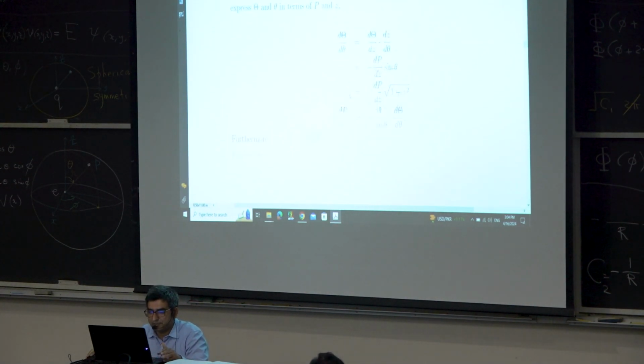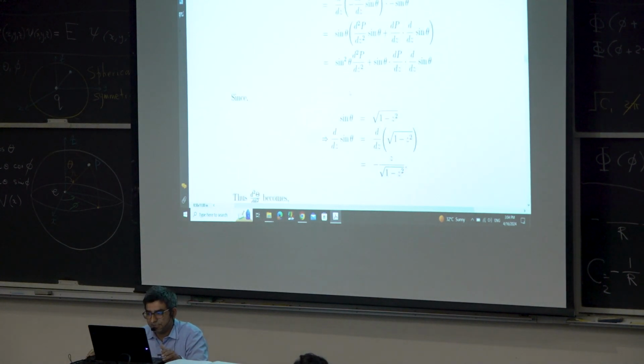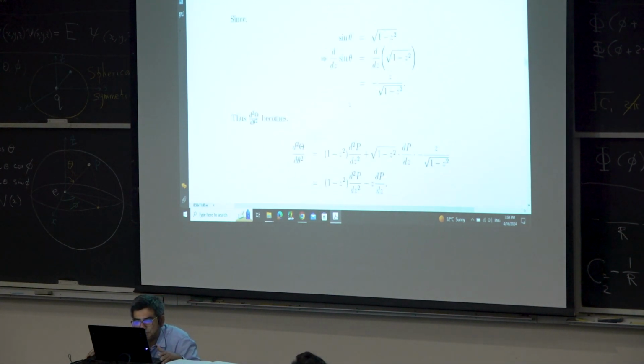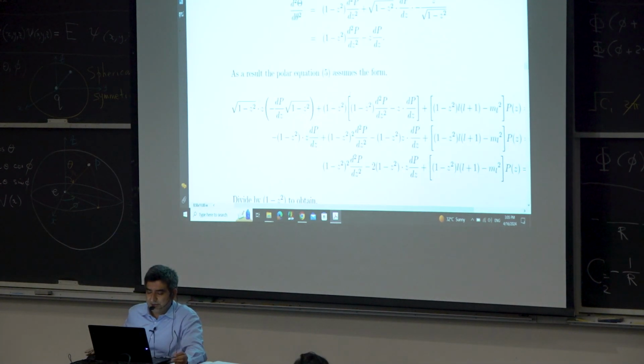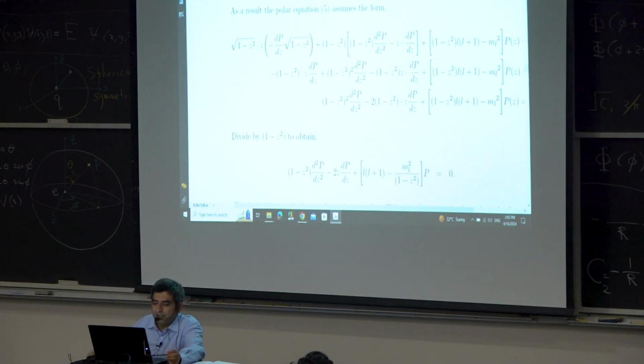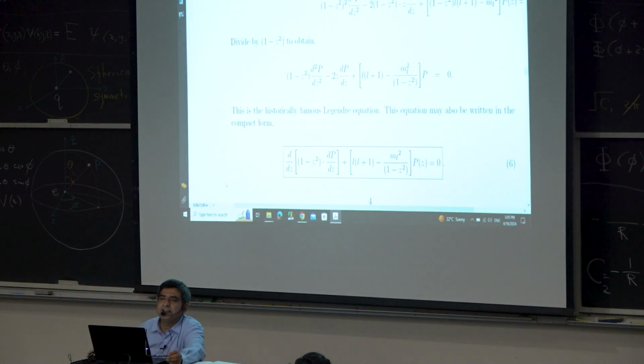Then you get dp over dz. Then you take the double derivative and express everything in terms of p and z. All the thetas are expressed in terms of z's. Everything. So now instead of an equation which has capital thetas and small thetas, I have p and z. This is the same equation written in different variables. And then I divide by 1 minus z square. This equation is a historically famous equation. It's a differential equation and it's called the Legendre equation.